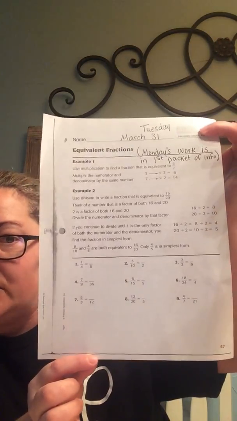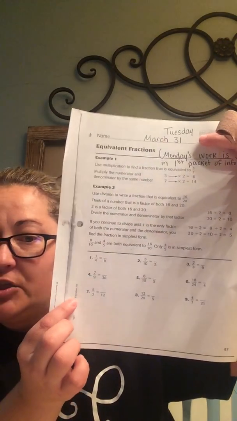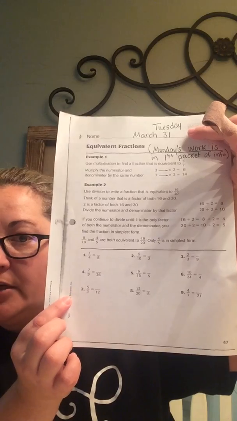I only assigned this for today, and as you can see, it's got the date up here. It says Tuesday, March 31st, and it's just these 9 problems here. All it is is equivalent fractions. We've been doing a little bit of that anyway as we've been working these problems. An equivalent fraction is just, again, another fraction that looks different, but they mean the same thing.